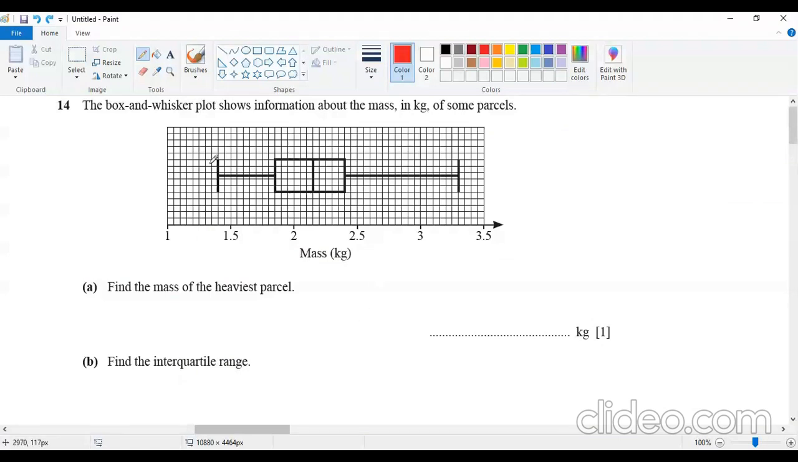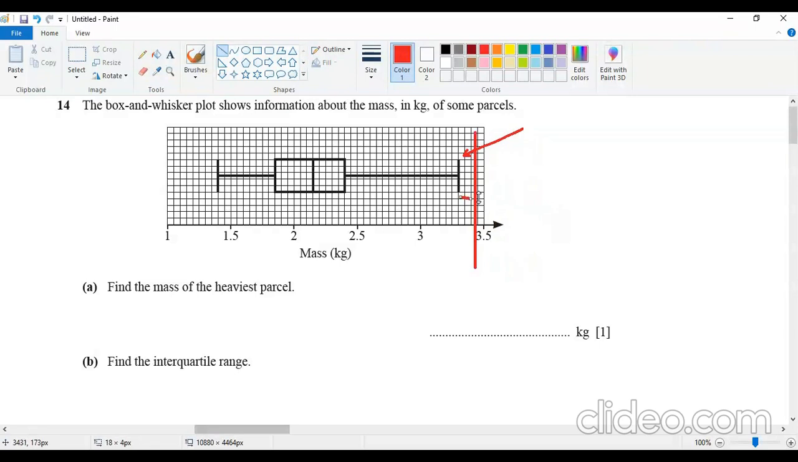In question number 14, it says the box and whiskers plot shows information about the mass in kilograms of some parcels. Find the mass of the heaviest parcel. Always remember the heaviest value in any question can change, but in this question it is about the heaviest parcel. So you should always look at this point, the end point of the whisker. Okay, and I'll take advantage of this straight line and see where it stops.